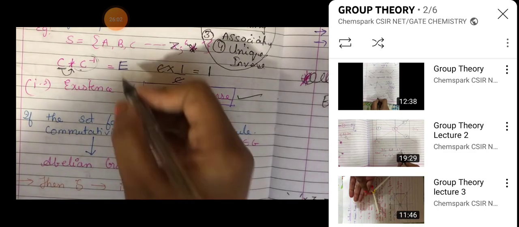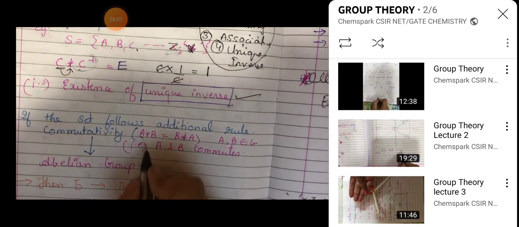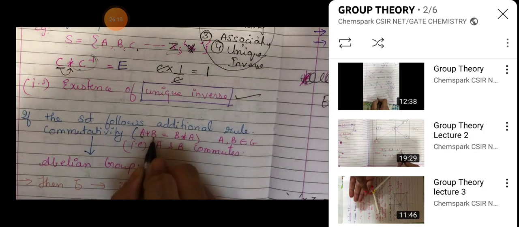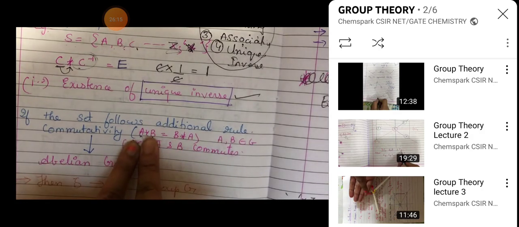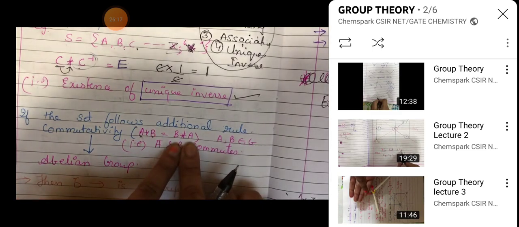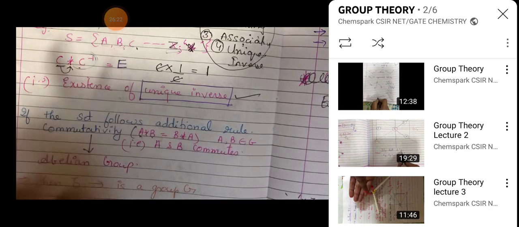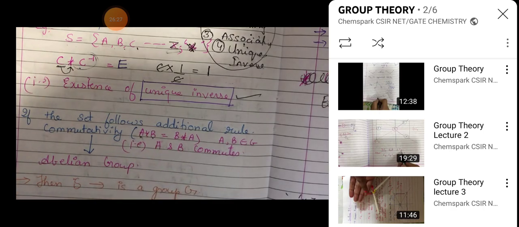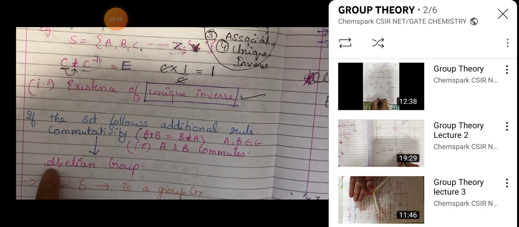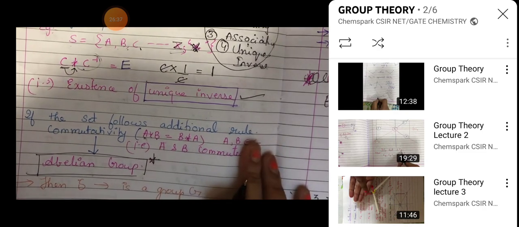If you take the same example of set S, A B C D till Z, and multiplication is a binary function, we have A multiplied by B equal to B multiplied by A. Whatever answer I get from A multiplied by B, I get the same answer from B multiplied by A. So A and B belong to the same set S. This indicates that A and B both commute with each other, and such a type of group is called an abelian group. Abelian group is another special type of group which we will see in our later videos.